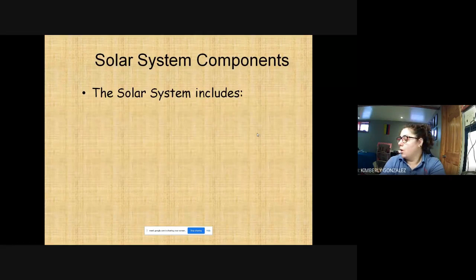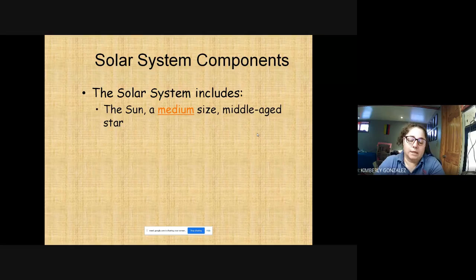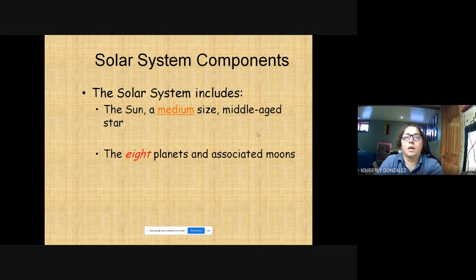All right, so what are the components of the solar system? Well, the solar system is going to include the sun, like we were talking about yesterday, which is a medium-sized star. It's medium-sized and it's middle-aged, so it's halfway through its life cycle. It's not a large star. It's a medium star, believe it or not. Then the 8 planets and their associated moons. We do not include Pluto anymore now that it is a dwarf planet. And I'm going to show you why as we go on.